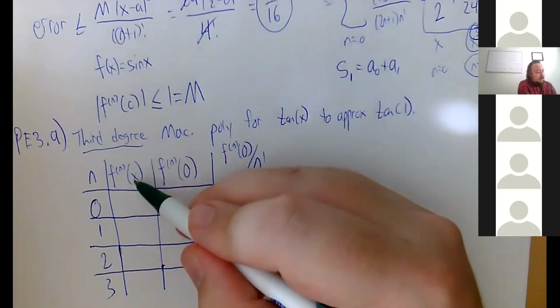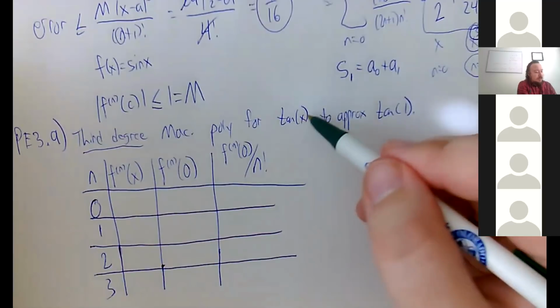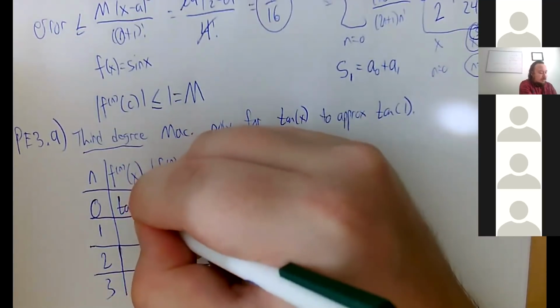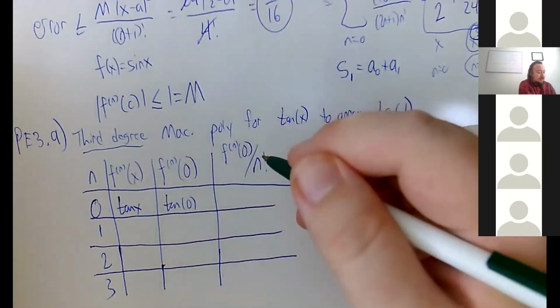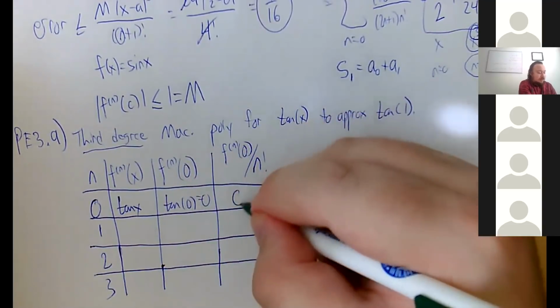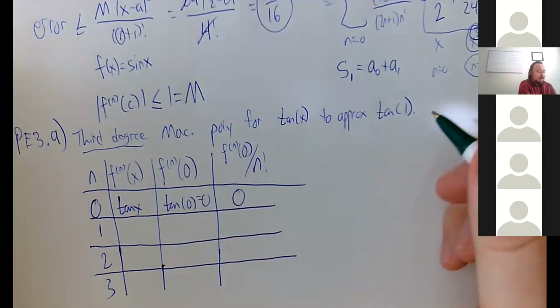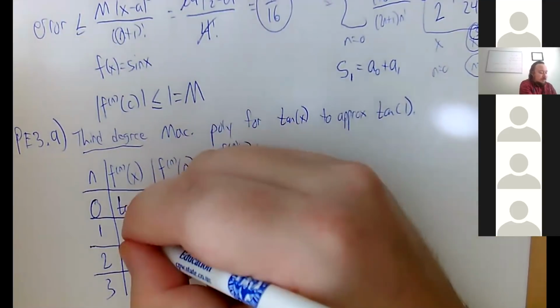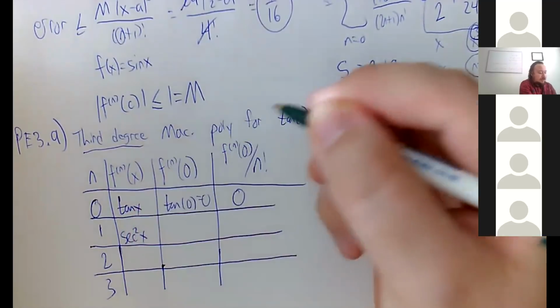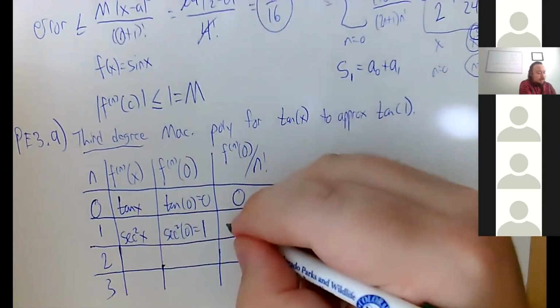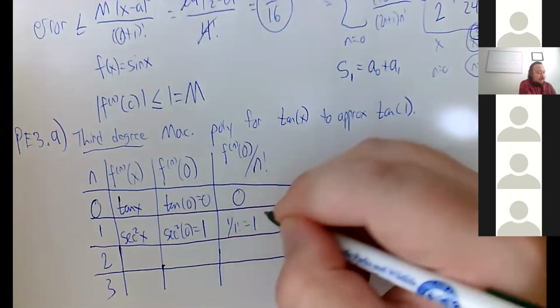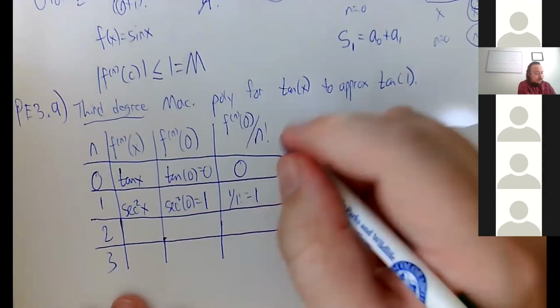All right, so the 0th derivative of my function tangent is, well, tangent. Then I have tangent of 0 is 0, so I end up with 0 for my first coefficient. I do the derivative of tangent, I get secant squared. Secant squared of 0 is now 1, and 1 over 1 factorial is going to be 1.